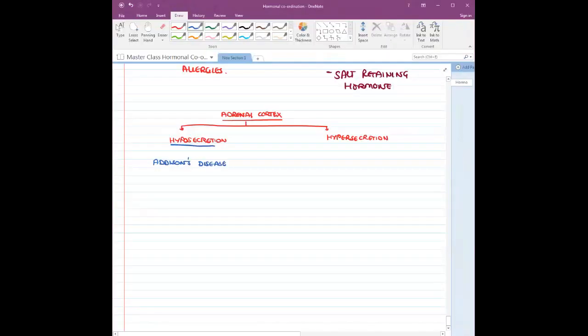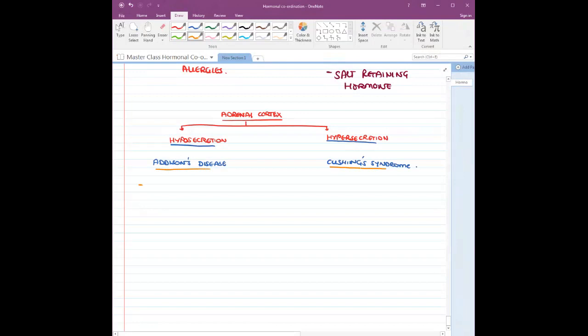Okay, so Addison's disease and hypersecretion, this is going to result into your Cushing's syndrome. So Addison's disease and Cushing syndrome. Okay, but now guys, let's try to see what exactly is going to happen over here in these two syndromes.